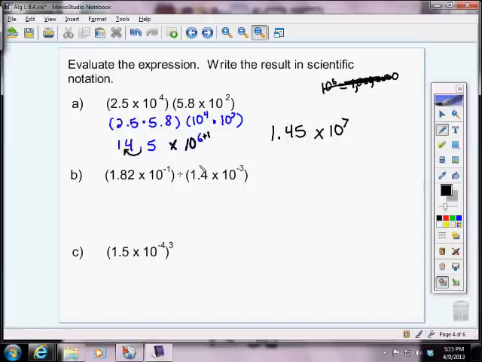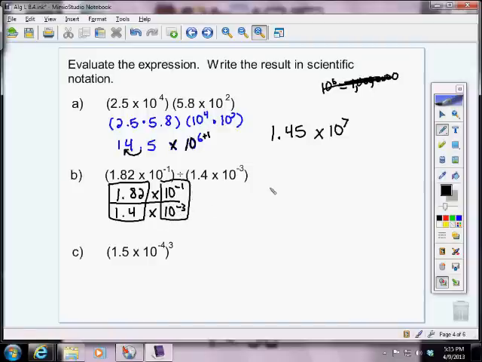Now if you look at this one, it says 1.82 times 10 to the negative 1 divided by 1.4 times 10 to the negative third. I'm going to rewrite this, I don't want to use a division sign. I'm going to write it as a fraction, 1.82 times 10 to the negative 1 over 1.4 times 10 to the negative 3. Now the reason I want to do that is because I'm going to focus on these two separate parts. I'm going to divide this part, and then I'm going to subtract my exponents because I'm dividing with the same base.